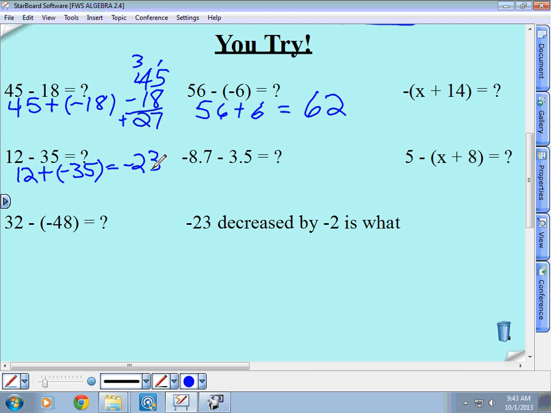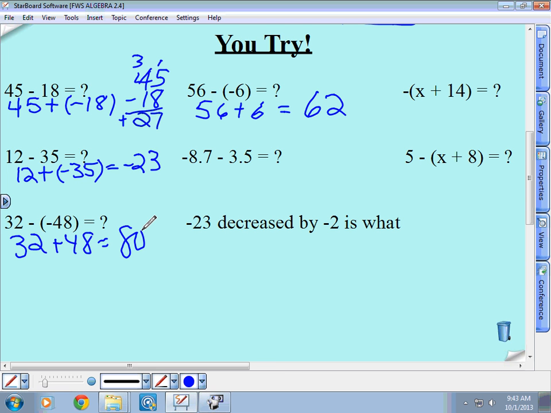Okay, Katie, let's go to this one here. 32 minus negative 48. 32 plus 48. And that will give us what? 80. Good.